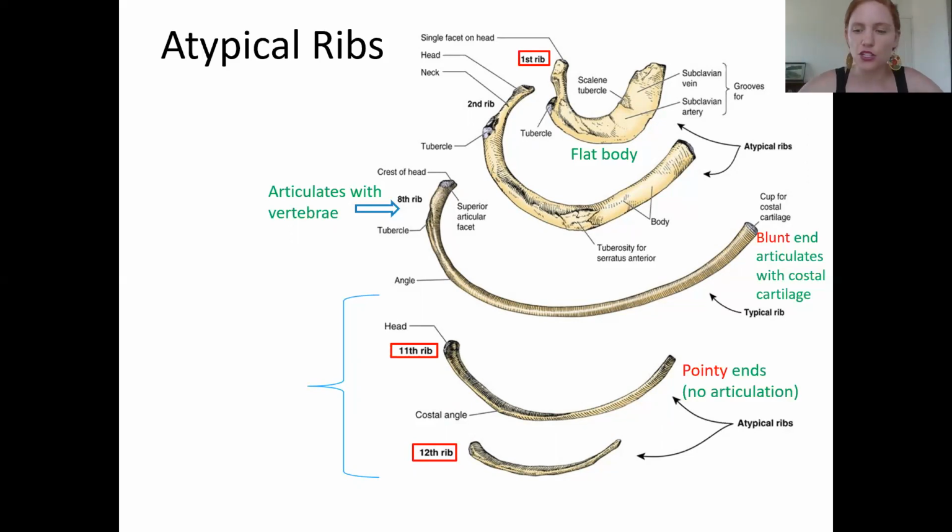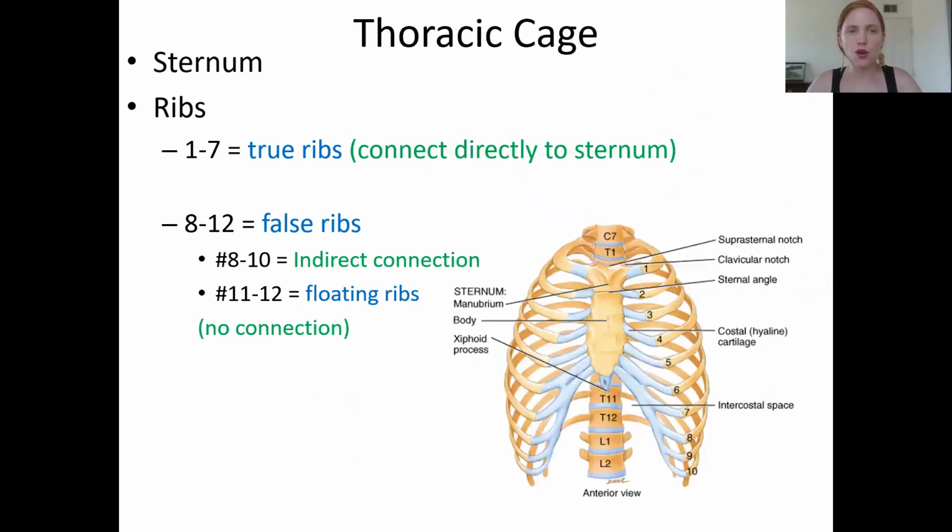And the other thing I want you to know is for the ribs, you have 7 true ribs. And what we mean by true ribs is that they have a direct connection to the sternum. So a true rib just means that that rib directly connects to the sternum. So 1 through 7, if you look, follow 7, it comes up, here's the costal cartilage, and then it connects to the sternum directly. Then we have 8 through 12, those are false ribs, and they're called false ribs because they either don't connect directly, it's an indirect connection, or they don't connect at all.